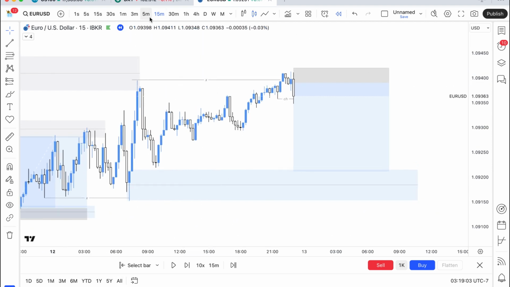This TradingView won't allow me, right? I'm too far right. Data point unavailable.